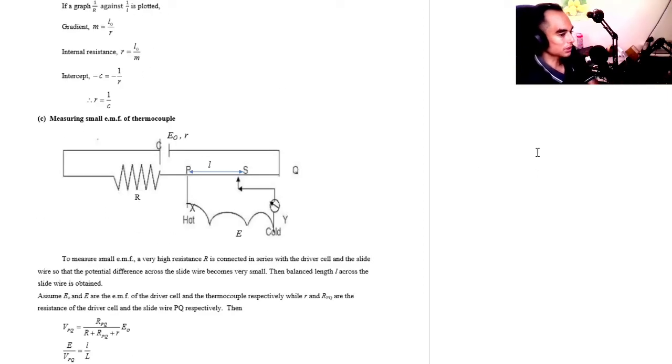Measuring EMF for thermocouple. Thermocouple is when two different wires are joined together. When they heat up, they will give us some small voltage. Okay.